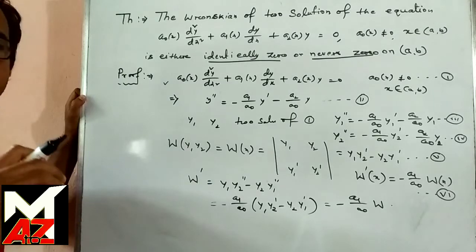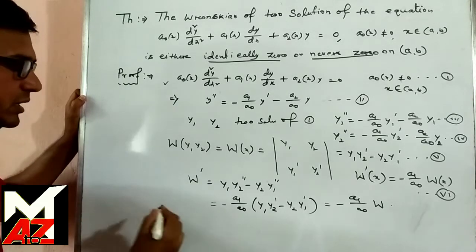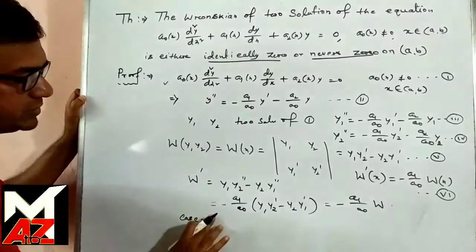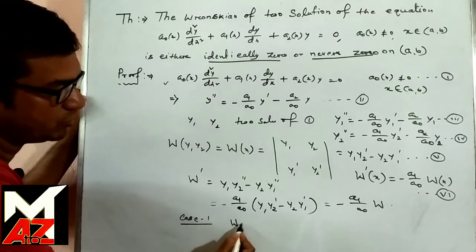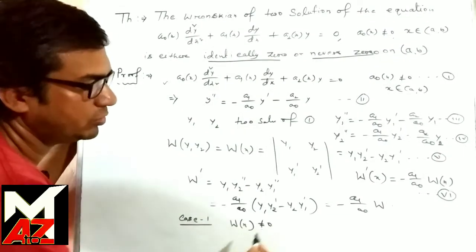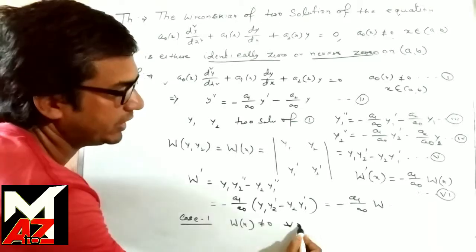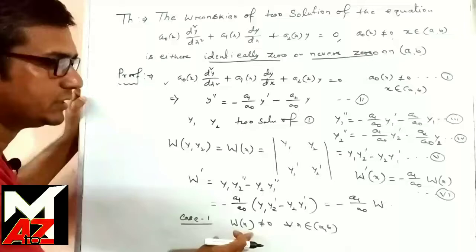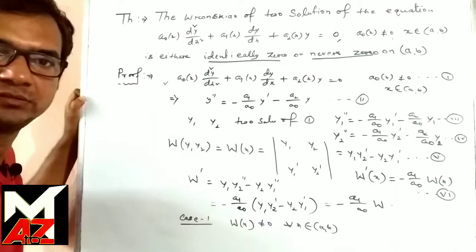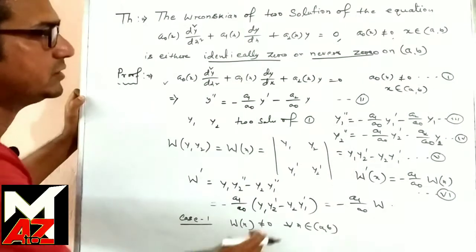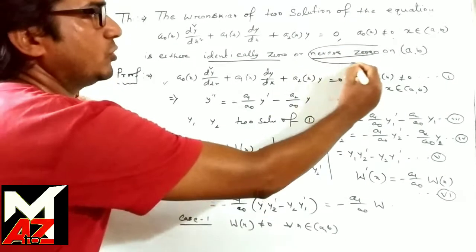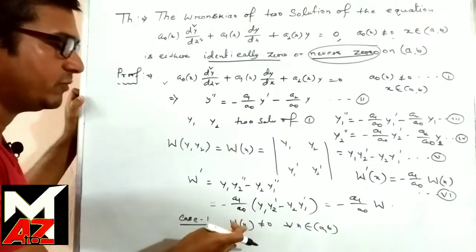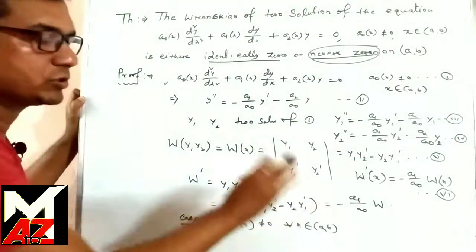Now here two cases may arise. First case, if the Wronskian of x is not equal to 0 for all x belonging to (a, b), then we easily say that the Wronskian is never 0 on (a, b), because we assume the Wronskian of x is not equal to 0 for all x belonging to (a, b).